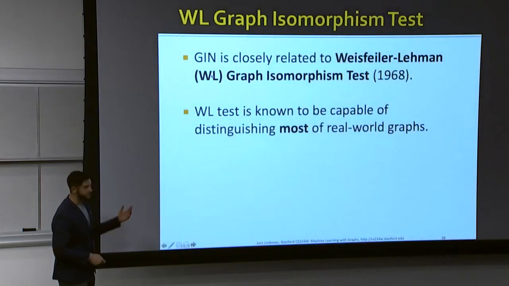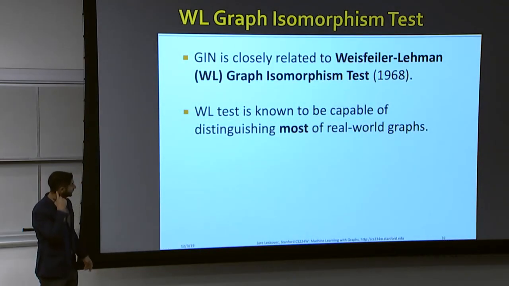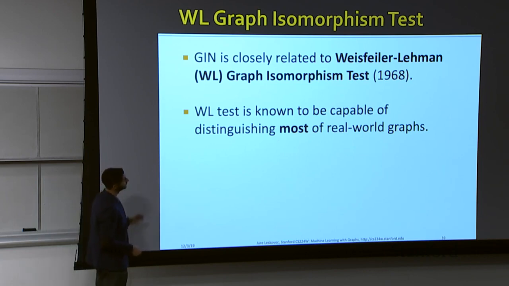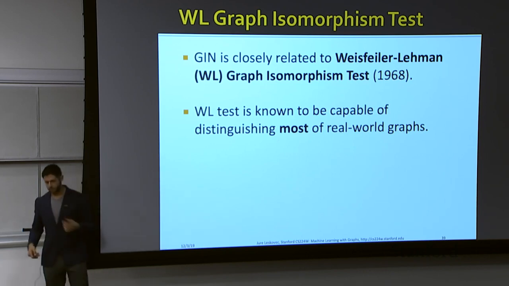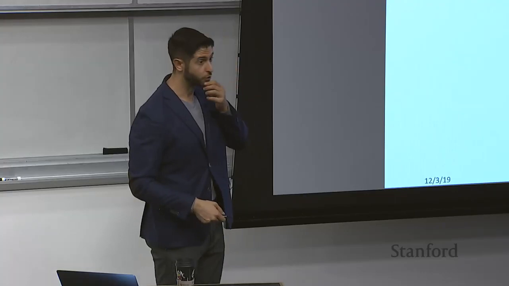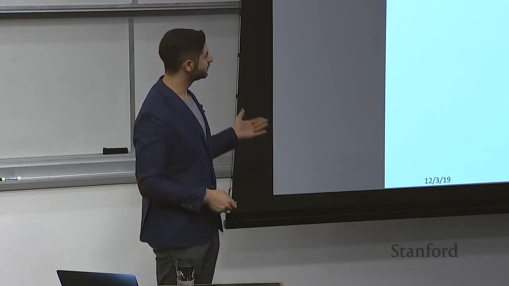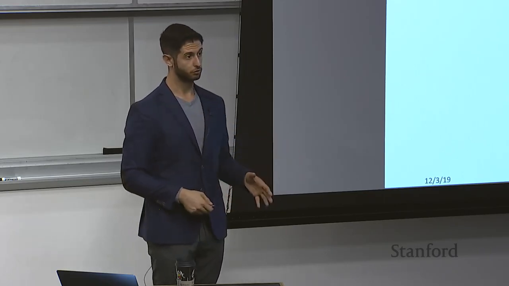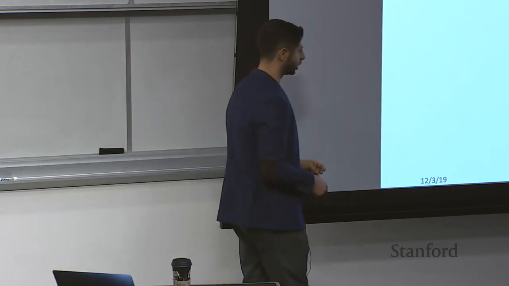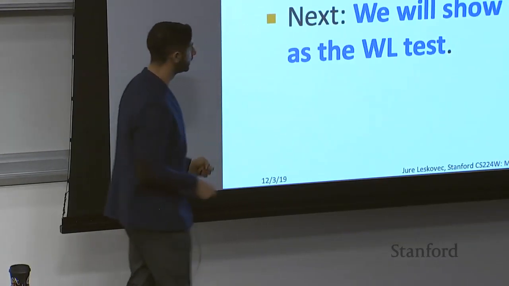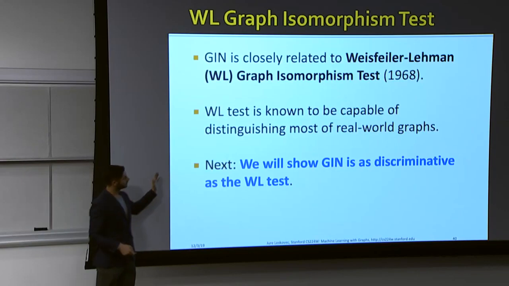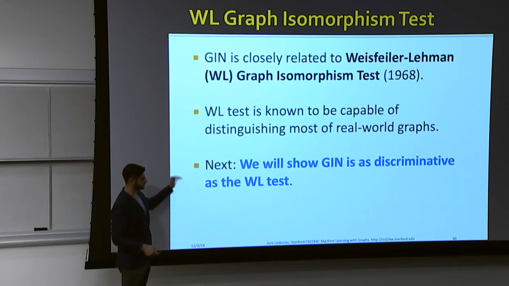This test is more than 50 years old today. It's extremely well known and used by everyone who works with graphs. The reason is its complexity is on the order of the number of edges, so it's a relatively cheap and efficient test to run on graphs, and it's extremely capable: it distinguishes most real-world graphs. That's why it has been adopted and used for so long. Now, we want to show that GINs are as discriminative as the WL test.